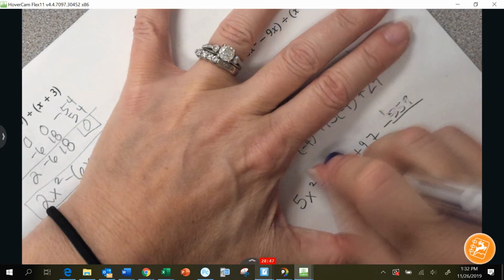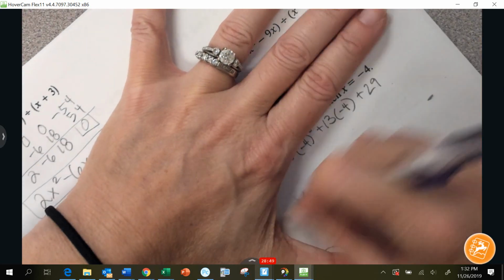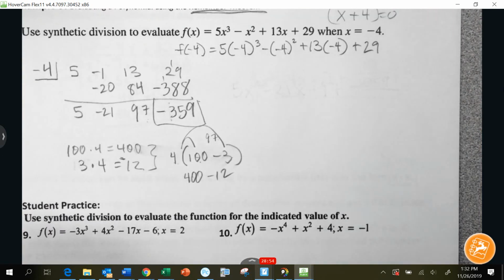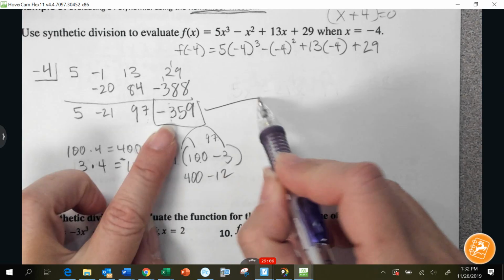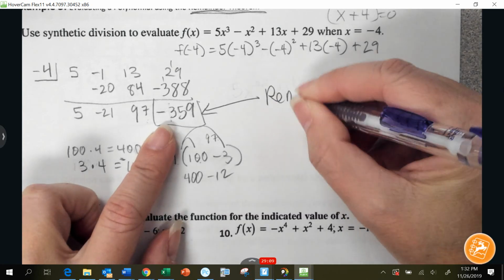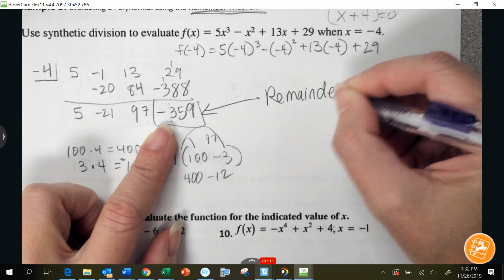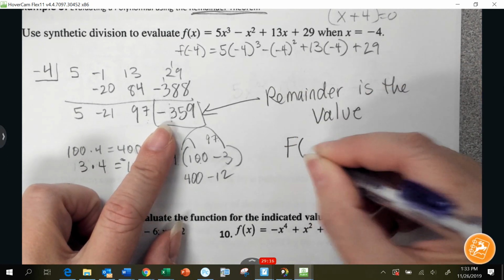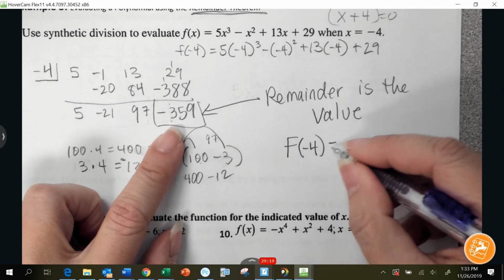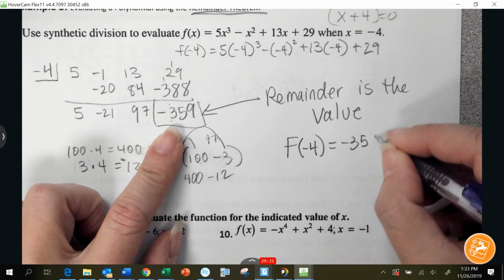Oh my gosh. I just did the thing that everybody does when they miss this one. That's not what it's asking us to do. What I asked you before about it being quadratic, ignore me. I got distracted and I forgot what I was actually doing. I am trying to find the value when I plug in x equals -4. The remainder is the value. F of -4 in this equation should equal -359.